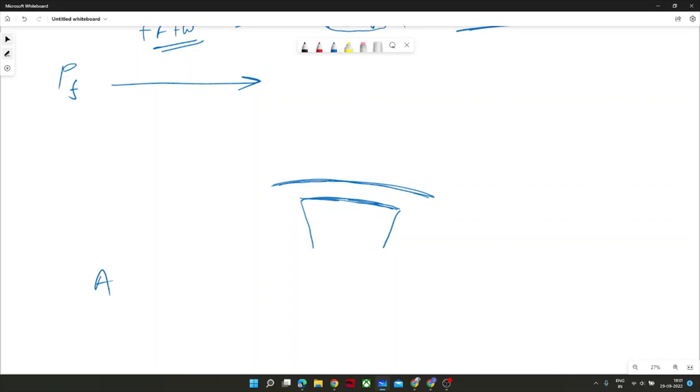In that problem, it was given that it is 60 degrees subtended. You calculate the total effective area for one pole pitch, and you multiply with 120 by 180. That would be your effective area. If you do that, you will get that answer.